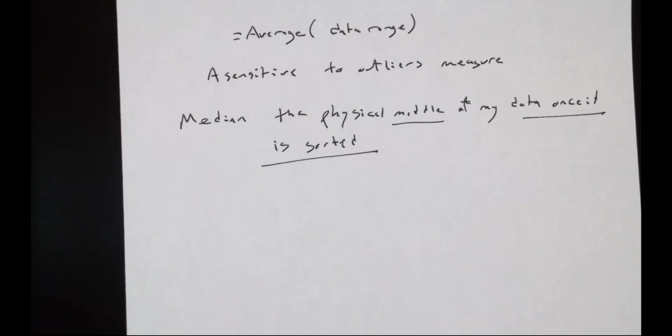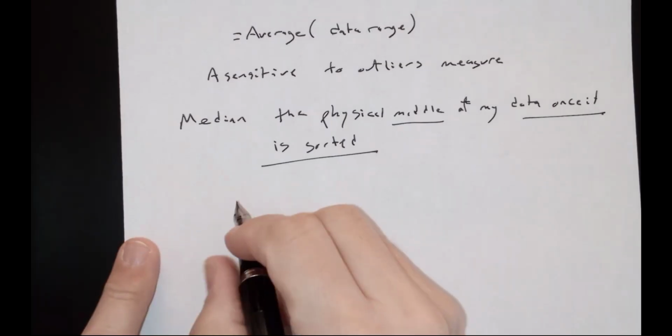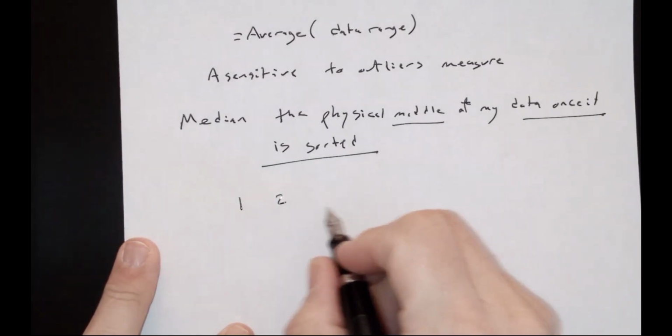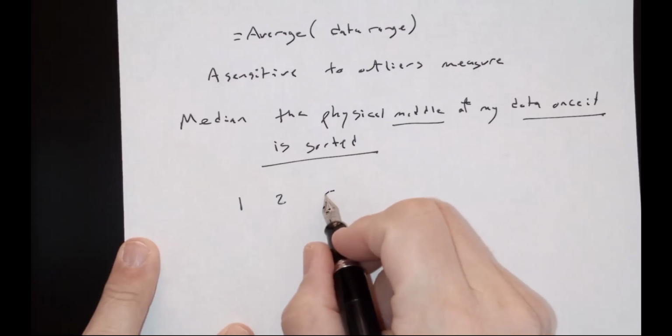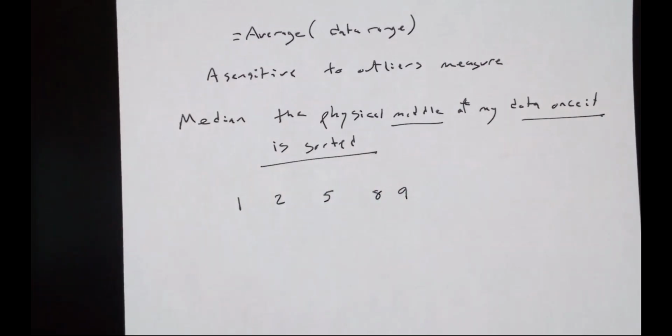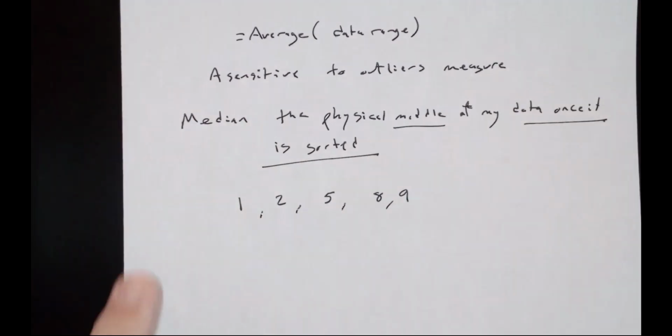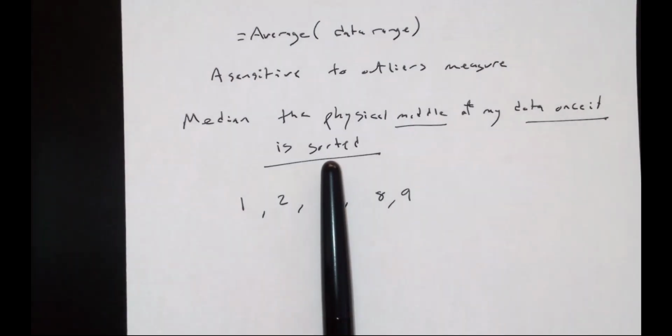Now, this is a problem because this may or may not be one of my actual data values. Here is a list of numbers. I put them in order. What's the median? Great, 5. What's the median now?